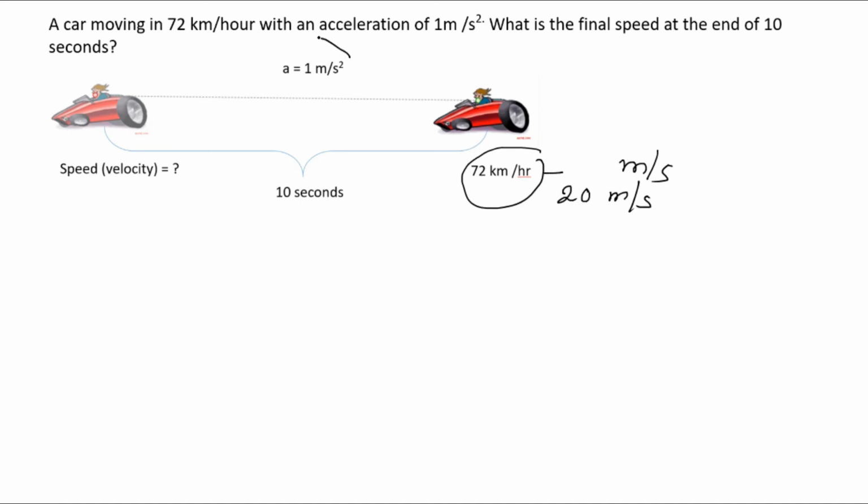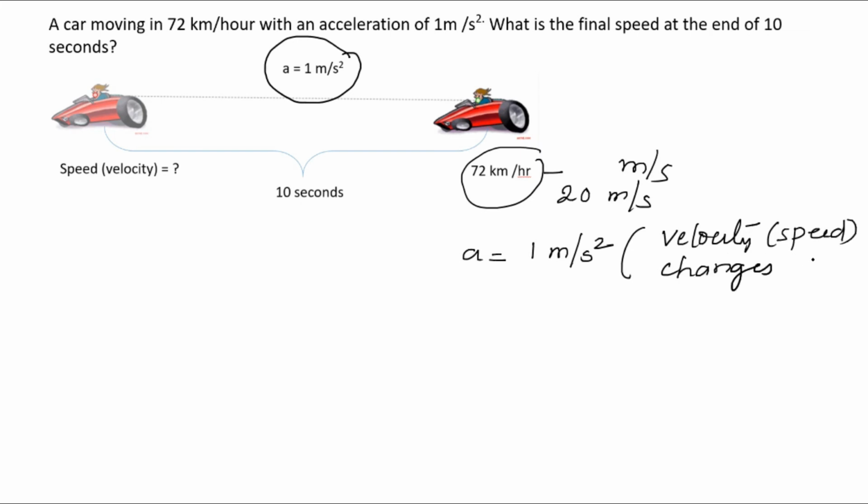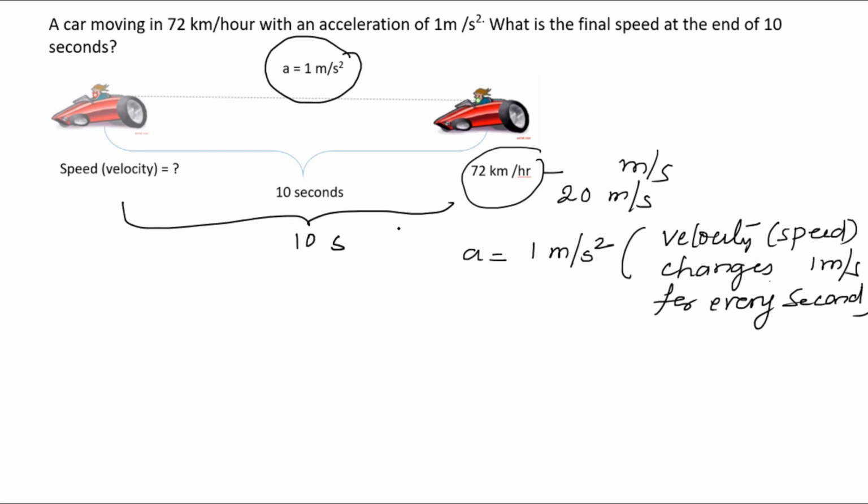Right. Now look at this information. Acceleration is 1 meter per second square. And what does it mean? It means that velocity or speed in this case changes 1 meter per second for every second. That's the meaning of acceleration. I'll repeat, velocity changes how much? 1 meter per second for every second. So how many seconds do we have? 10 seconds, right?